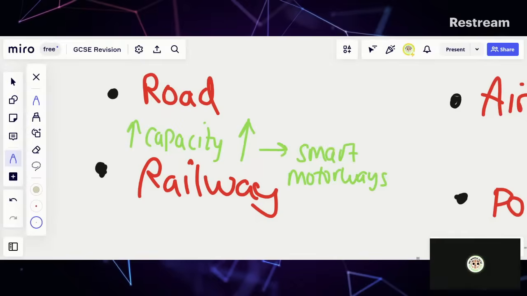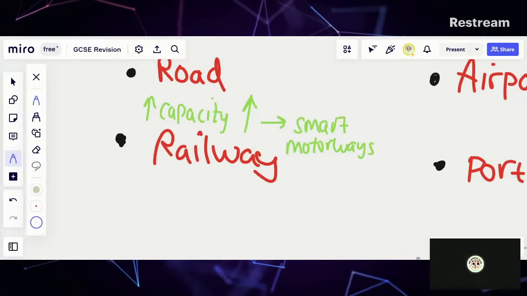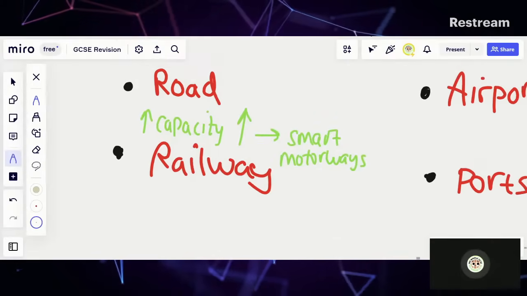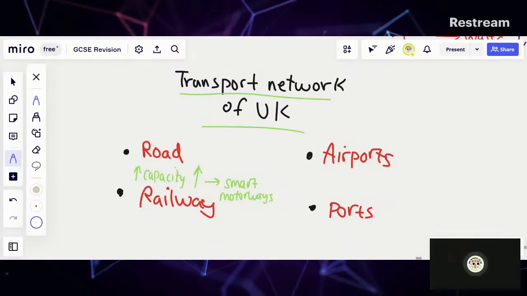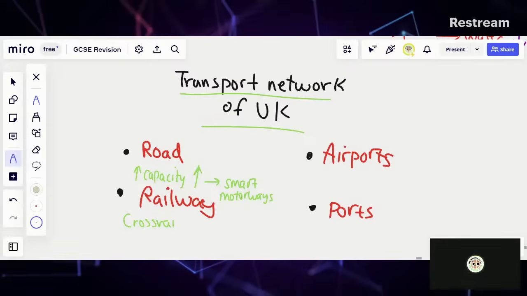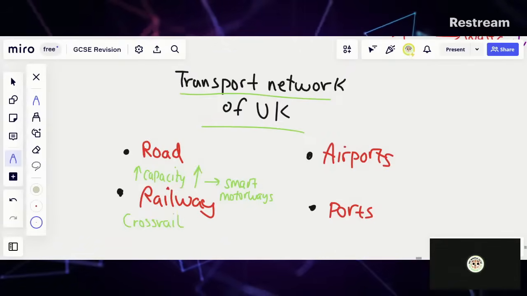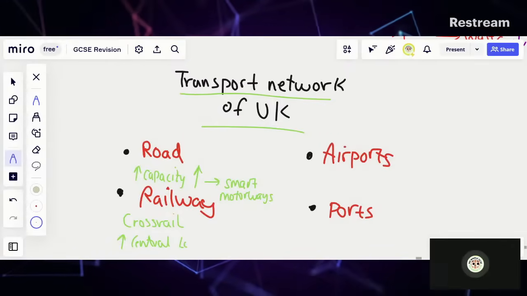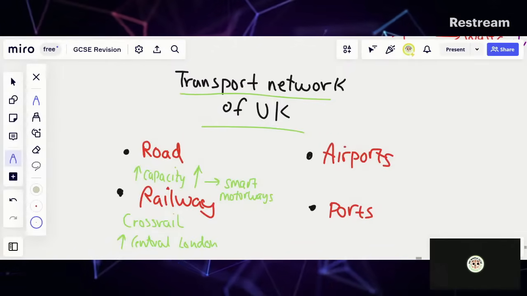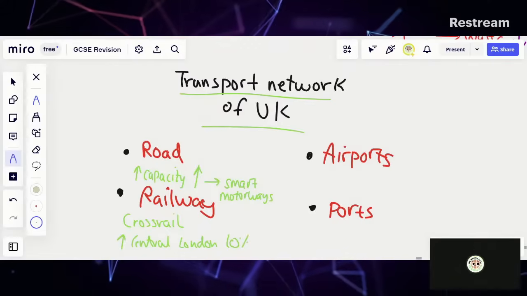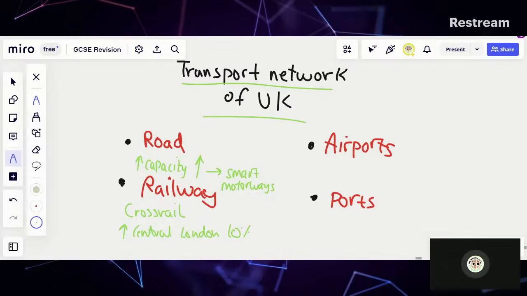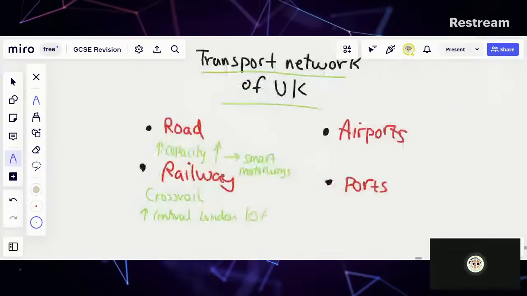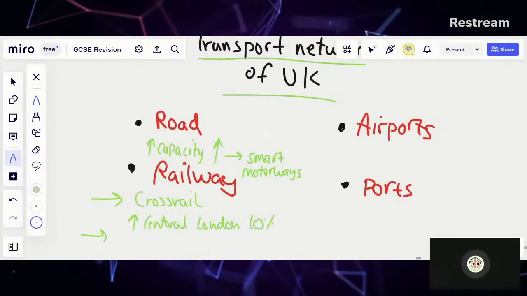Now, railway is a massive form of public transport, and that's why a lot of money is being put in terms of transport in the UK in order to develop railway. So you may have heard of the project Crossrail. So Crossrail increases the capacity of central London's trains by 10%. Okay, so Crossrail is one method, and the second method is actually HS2.